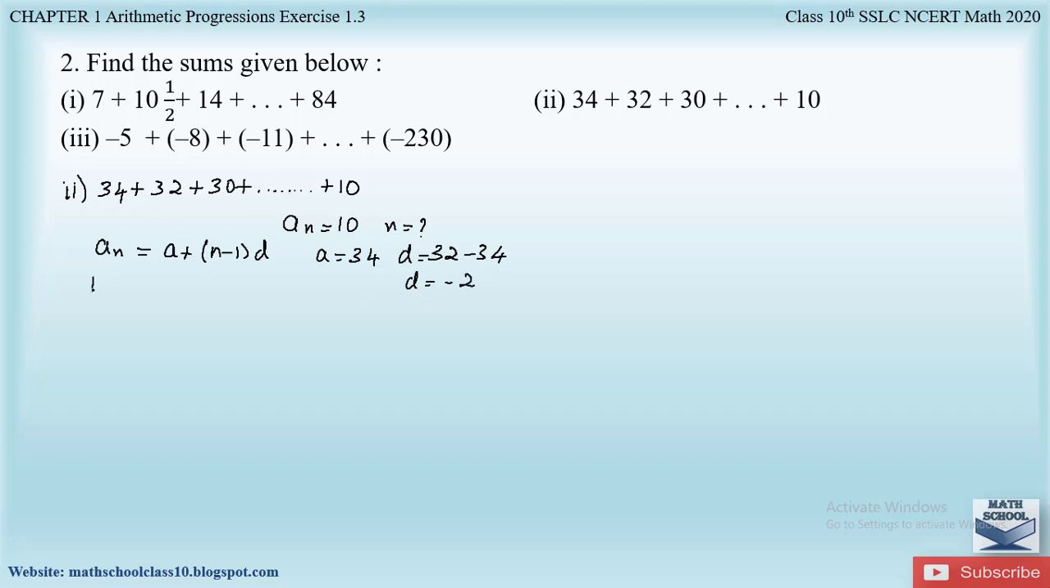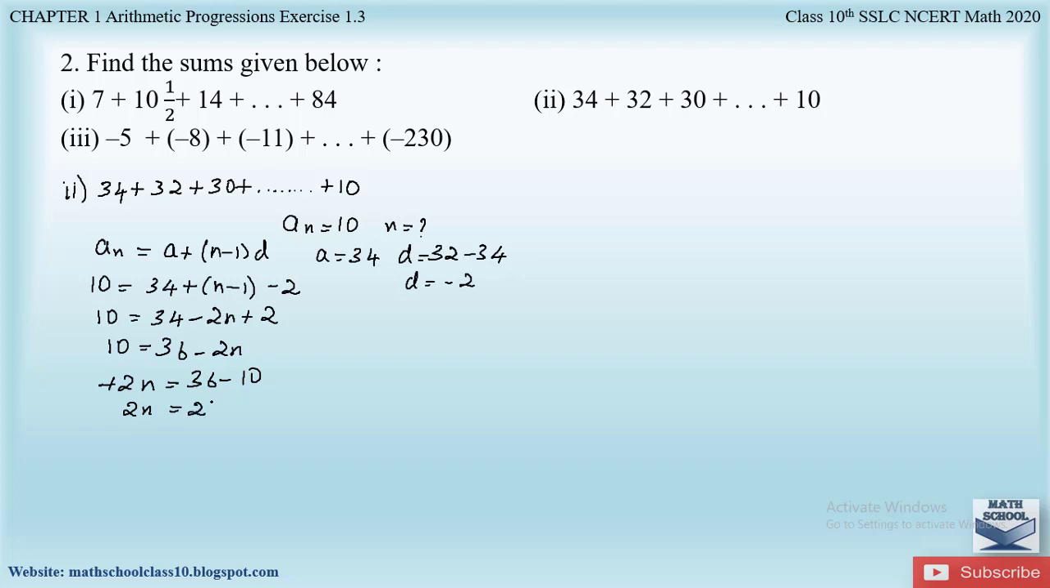The nth term 10 is equal to 34 plus n minus 1 into minus 2. 10 is equal to 34 minus 2n plus 2. So 10 is equal to 34 plus 2, which is 36, minus 2n. If we send minus 2n to the left hand side and 10 to the right hand side, we get 2n is equal to 36 minus 10, or 2n is equal to 26. n is equal to 26 divided by 2, that is 13. Therefore n is equal to 13. So the 13th term is 10.